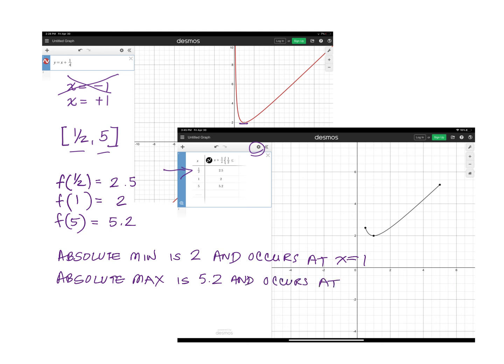at x equals 5. And you can look at the graph and see that that's the case, right? The minimum happens right here at x equals 1, and its corresponding y value is 2, and then the maximum occurs at x equals 5, and its corresponding y value is just over 5, or 5.2.